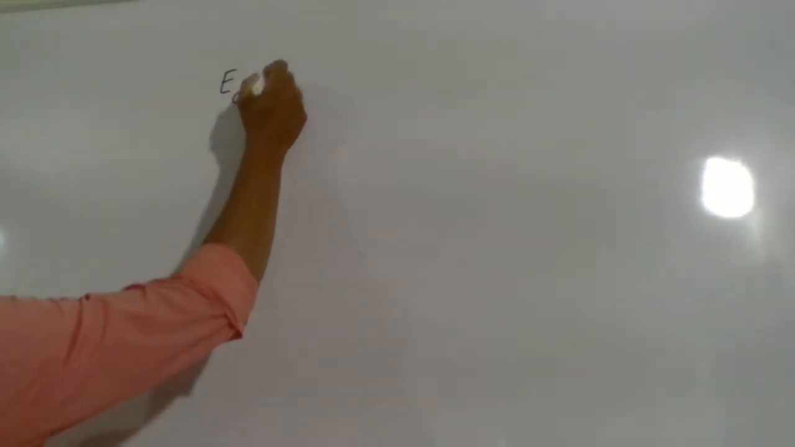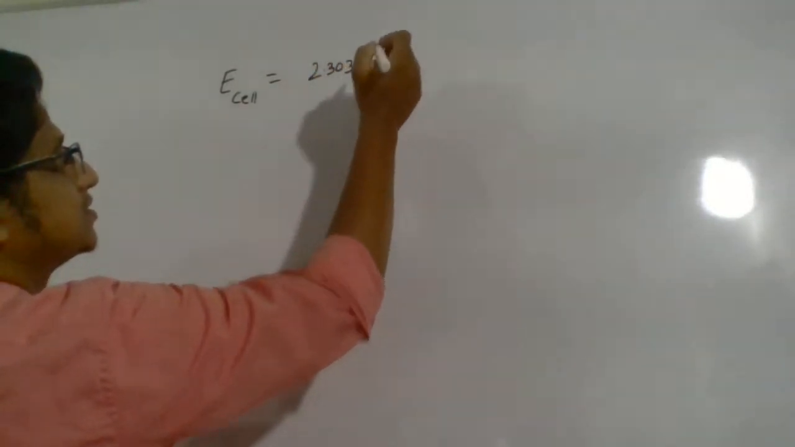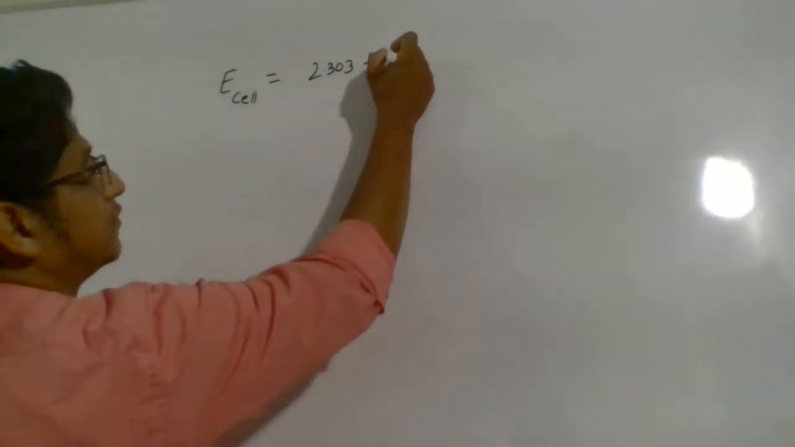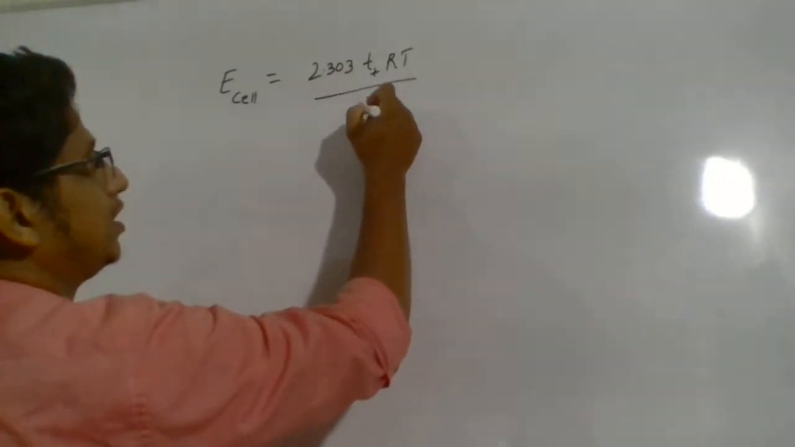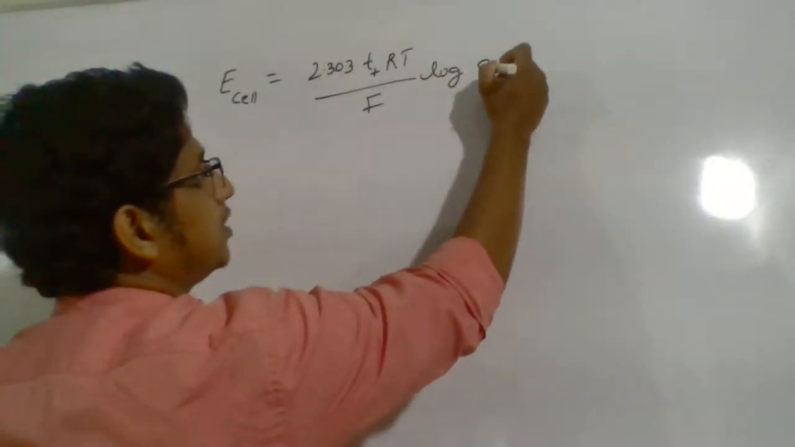Hello students. In the previous class, we derived an expression for the electrolyte concentration cell with transference, and we derived the EMF of that cell. So we got E equal to 2.303 t plus RT by F log a2 by a1.